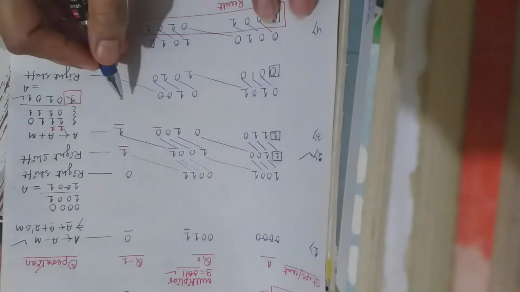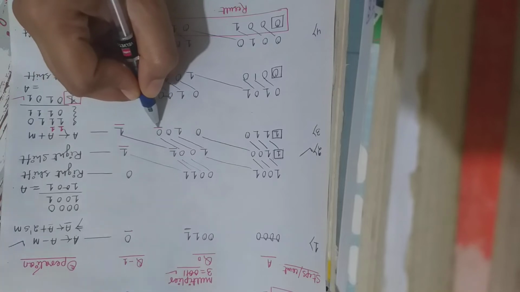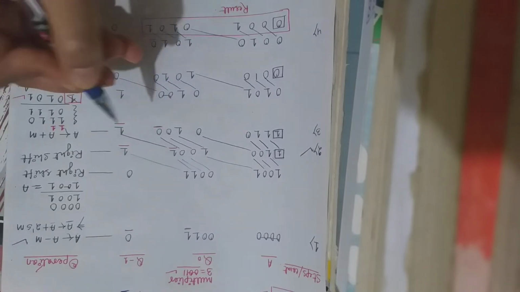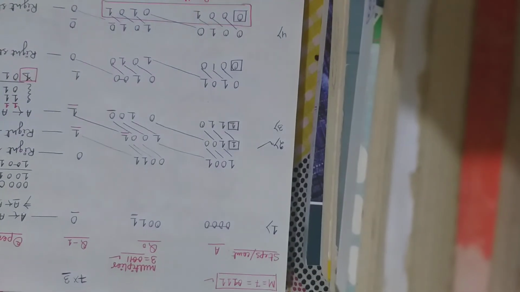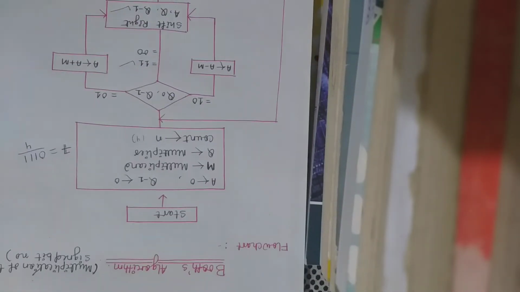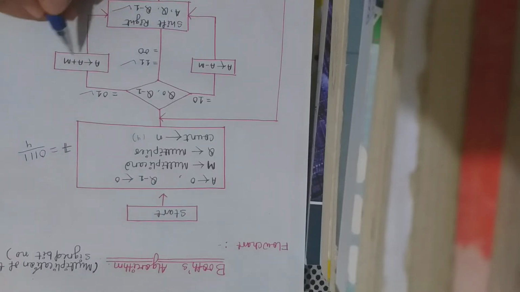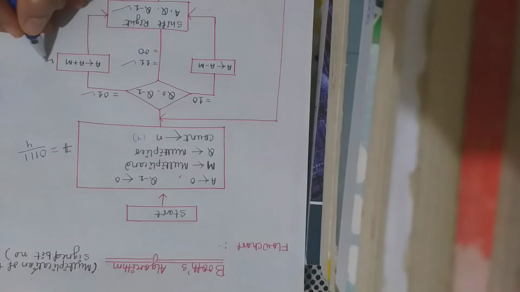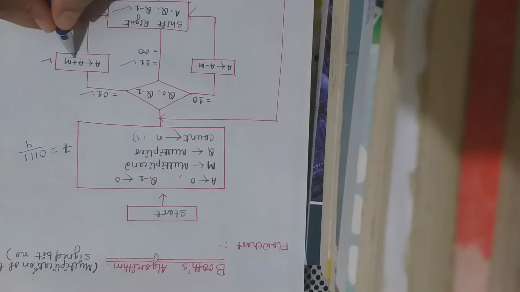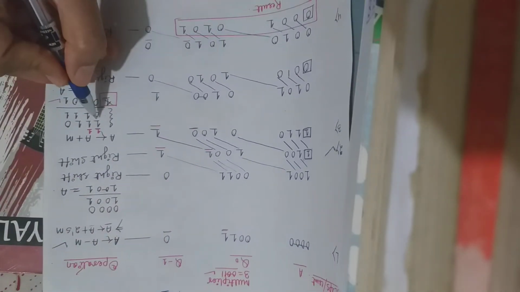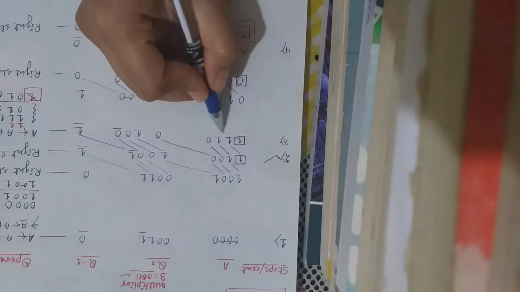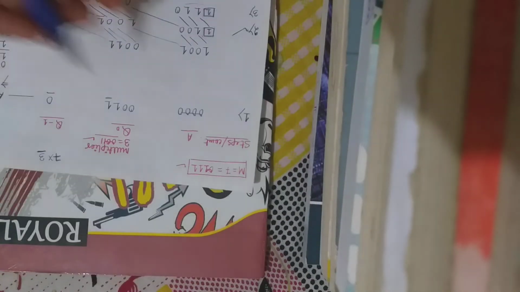Then this is step number 3. We have to check the last value, that means the Q naught value and the Q minus 1 value. The Q naught and Q minus 1 value is 0 1. If the value is 0 1, then A equal to A plus M. The value of the accumulator and the multiplicand will be added. A equal to A plus M: A is 1 1 0 0 and M is 0 1 1 1.